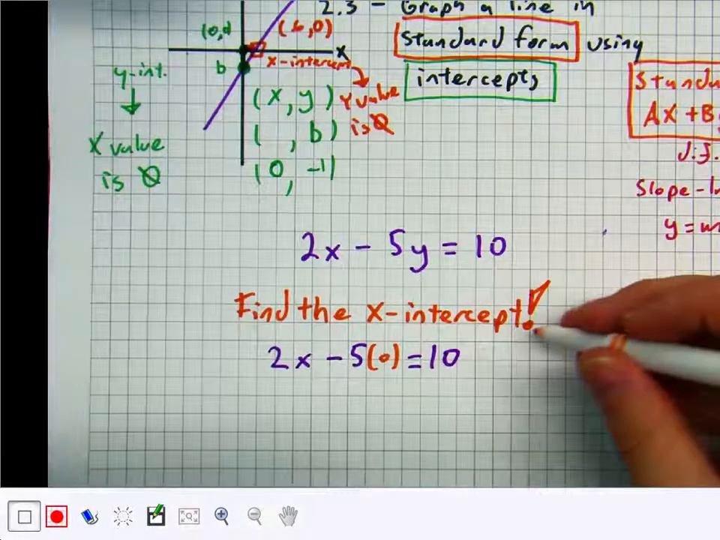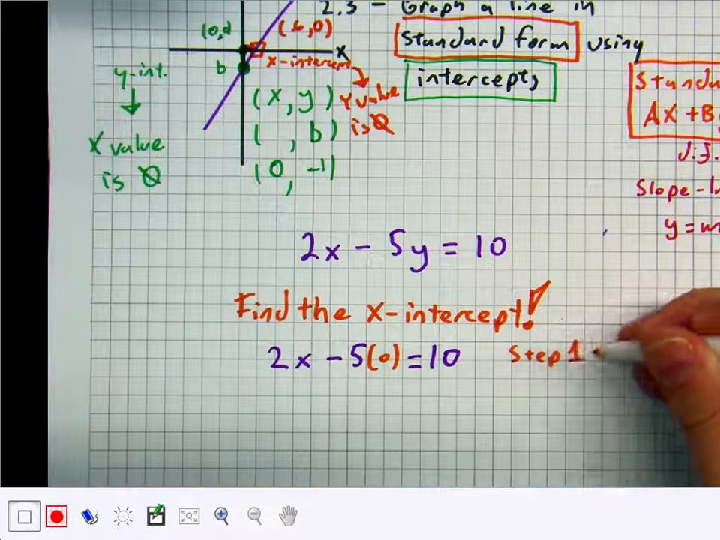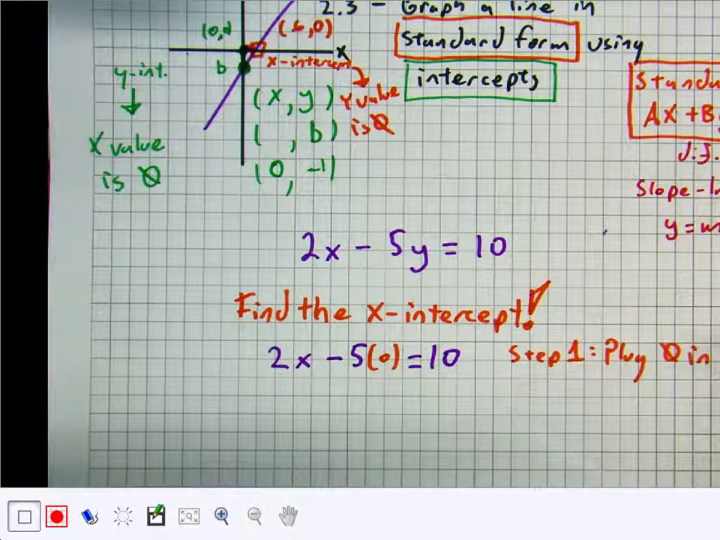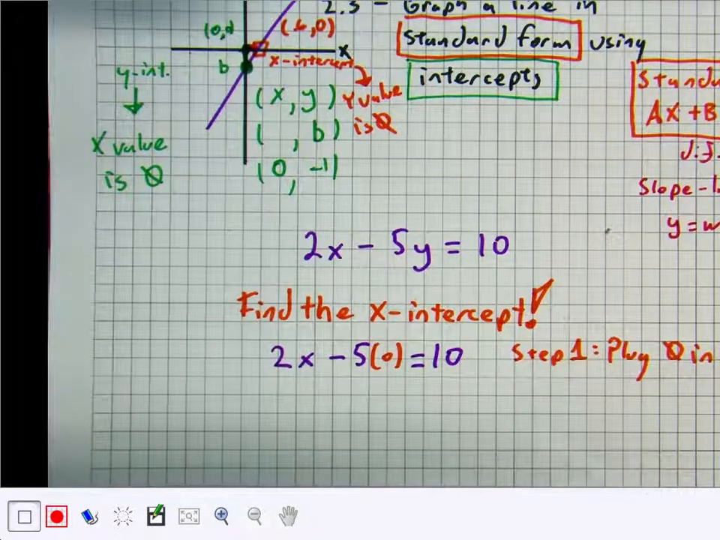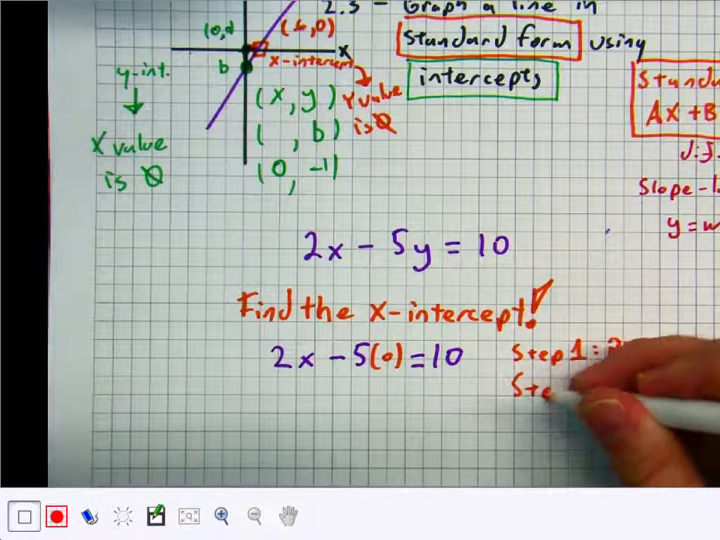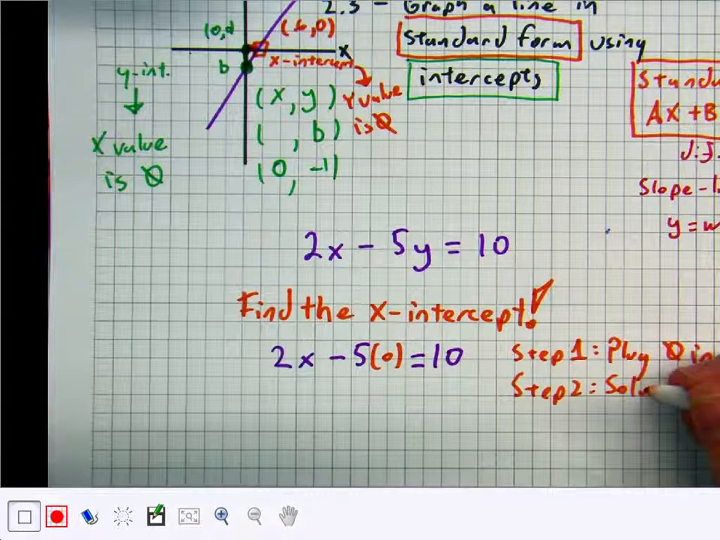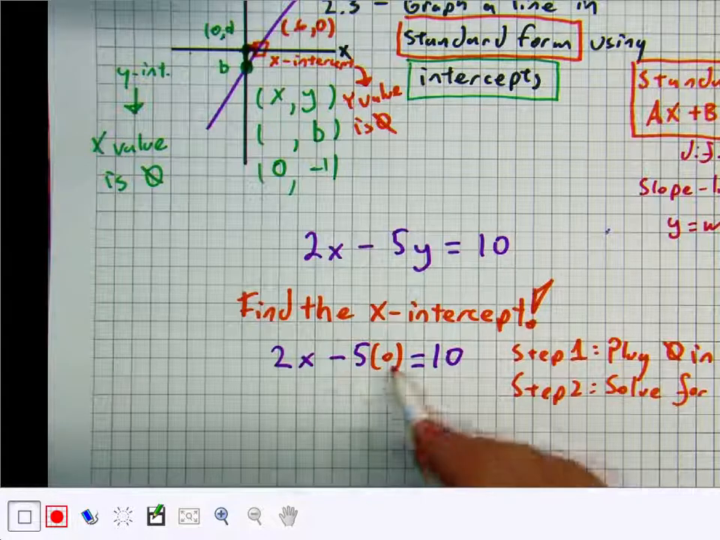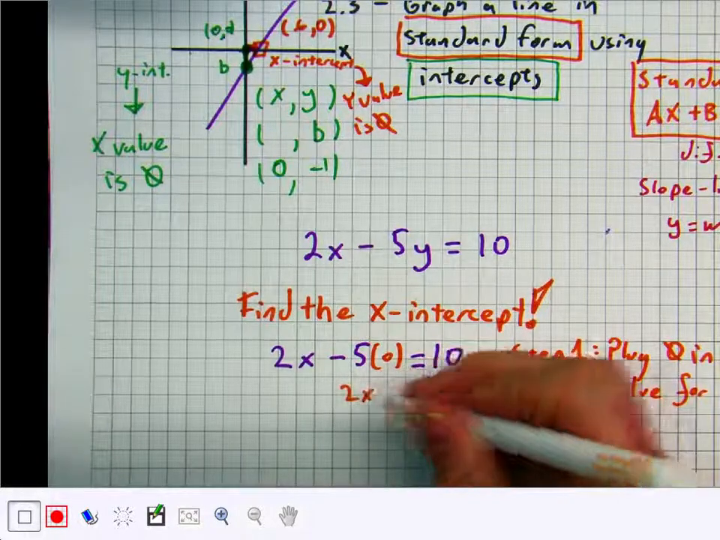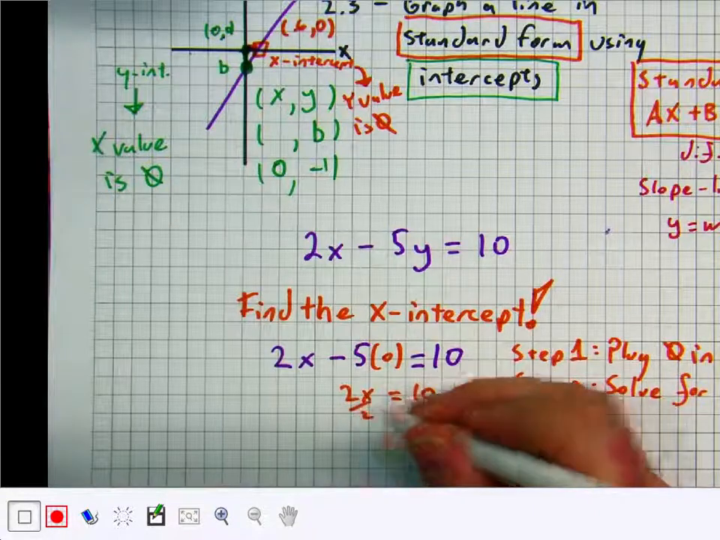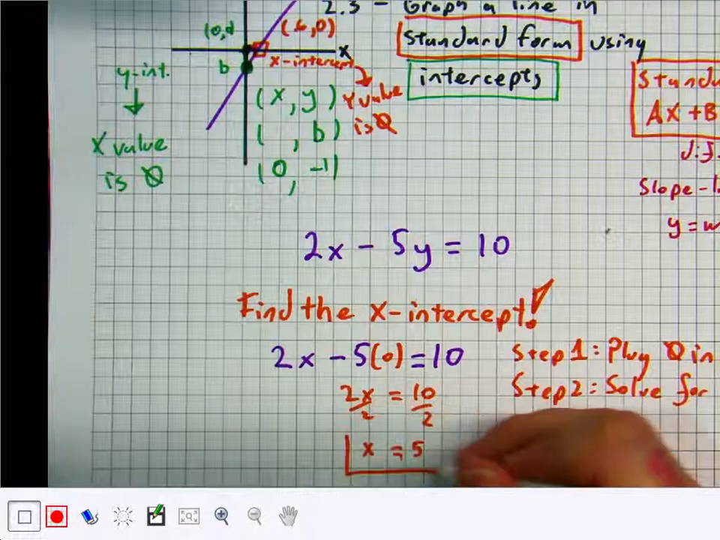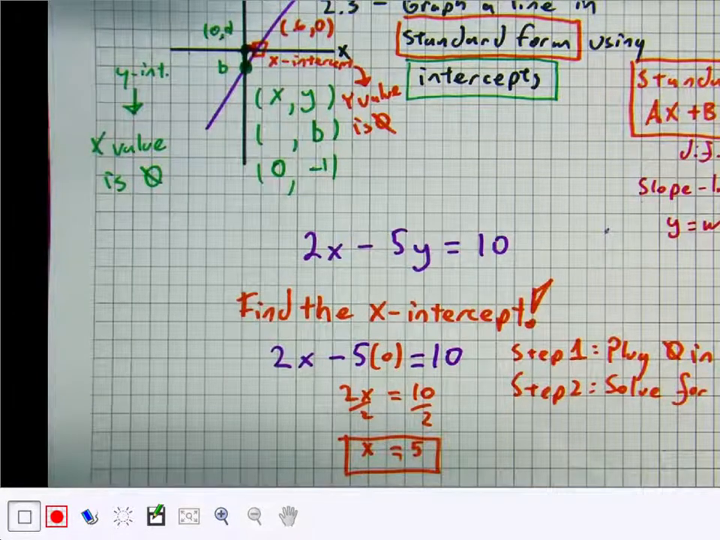So step 1: plug 0 in for y. Okay? And then step 2: solve for x. Okay, so I'm going to do that. Negative 5 times 0 is 0, so I have 2x equals 10. Divide by 2, divide by 2. X equals 5. So this is my x-intercept. I know that my x-intercept is 5.